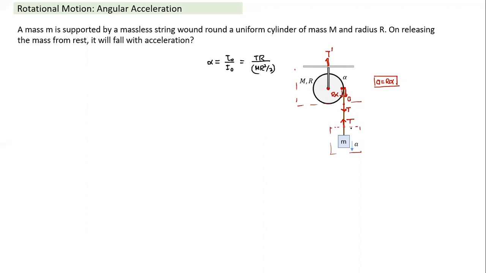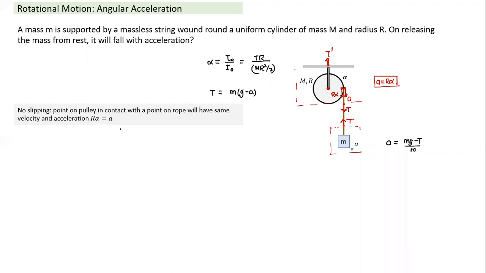And how about the block? We know T is equal to m(g plus A) when the acceleration is upward, and m(g minus A) when it is a downward acceleration. Or we can actually calculate A: A will be equal to (mg minus T) by m. These two we can very easily arrive at. The point I'm making here is that we analyze these separately, but the two quantities are related by this relation. After arriving at alpha and A separately, we substitute into this and get our answer. With no slipping, the point in contact with the point on the rope will have the same velocity and acceleration.